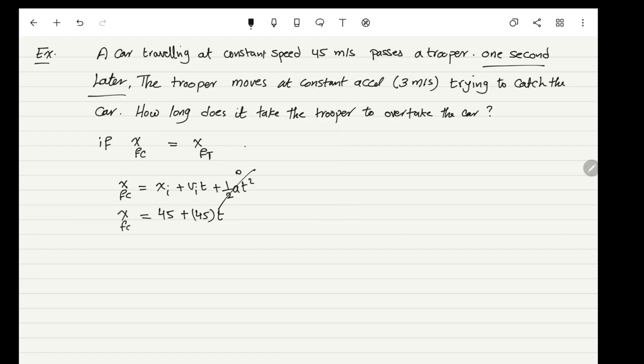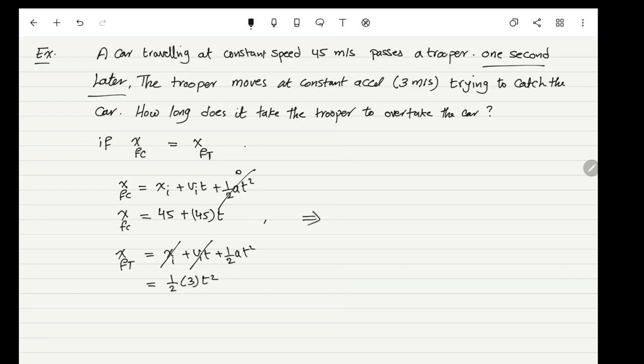Now let's calculate the x final for the trooper. Same equation here: x initial plus v initial t plus half a t squared. Now the initial position for the trooper is 0. This is the origin here. The initial velocity of the trooper, again, is 0. He was at rest. So x final for the trooper is equal to half a t squared, so half multiplied by 3 t squared.